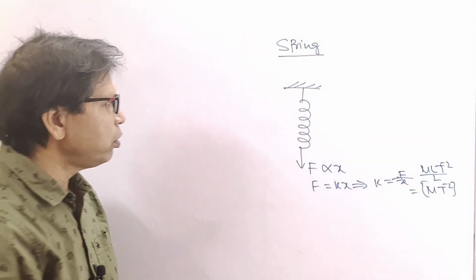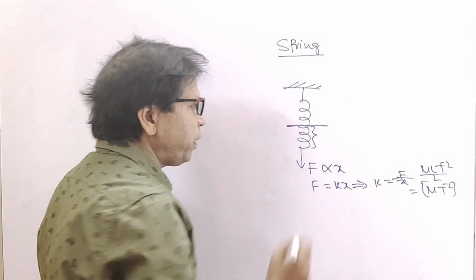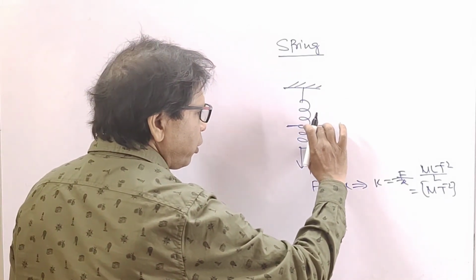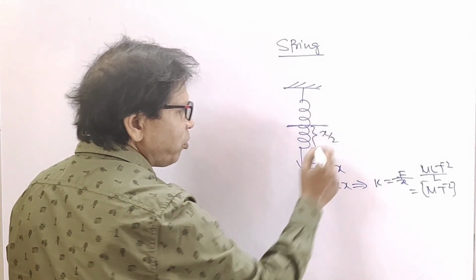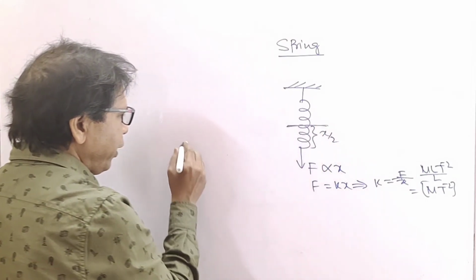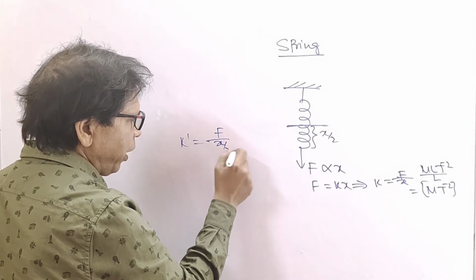Now if the spring is cut into 2 equal parts, then the increment of length due to force F is obviously x by 2. So the force constant of this half part, K dash, is the force F divided by x by 2.